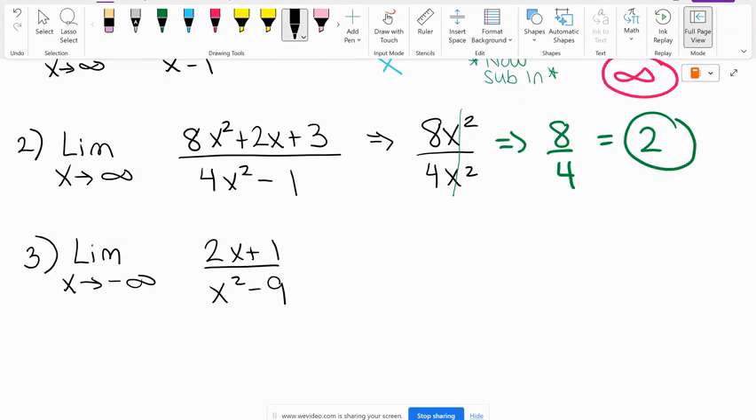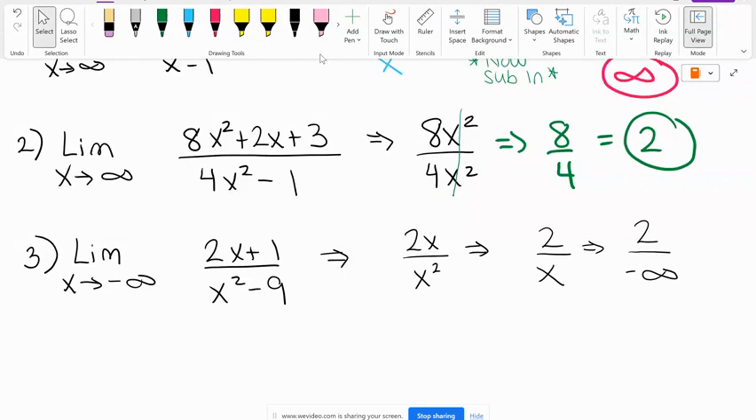Because we're approaching one of the infinities, we take the most dominant power. What are the most dominant powers here? 2x over x squared. Can I simplify this? Yes. So we're left with 2 over x. Now we sub in. If I'm dividing 2 by a negative infinity, isn't that an exponentially large negative number? Whenever you take a small number and divide it by a crazy large number. Does anybody have a calculator?